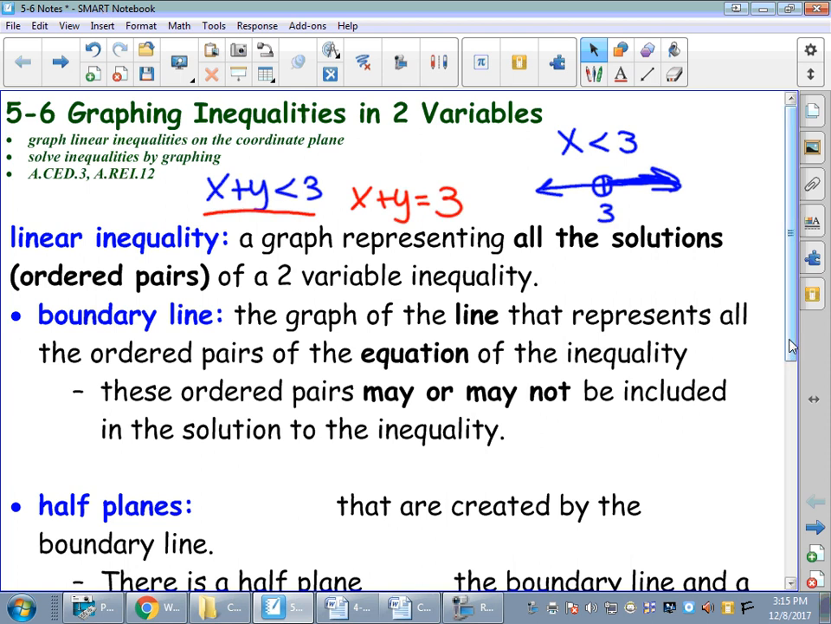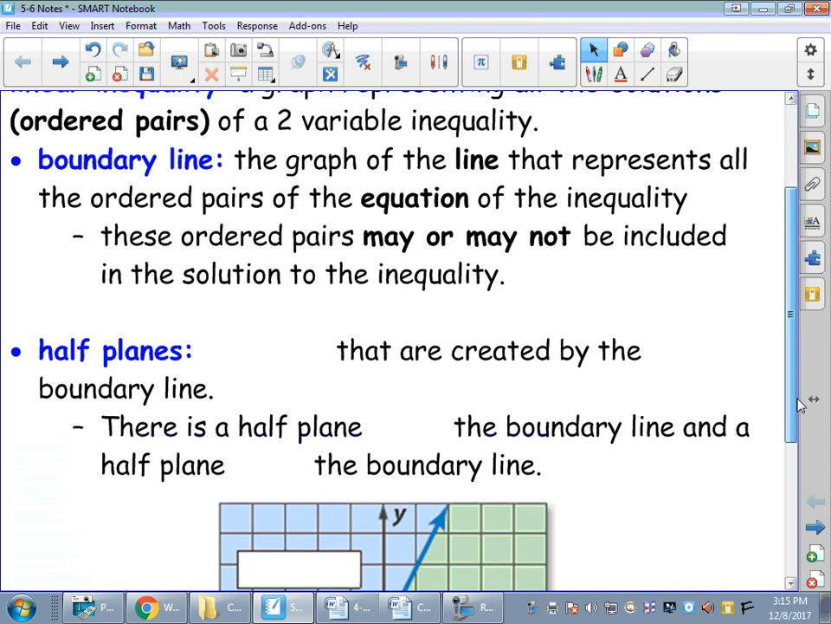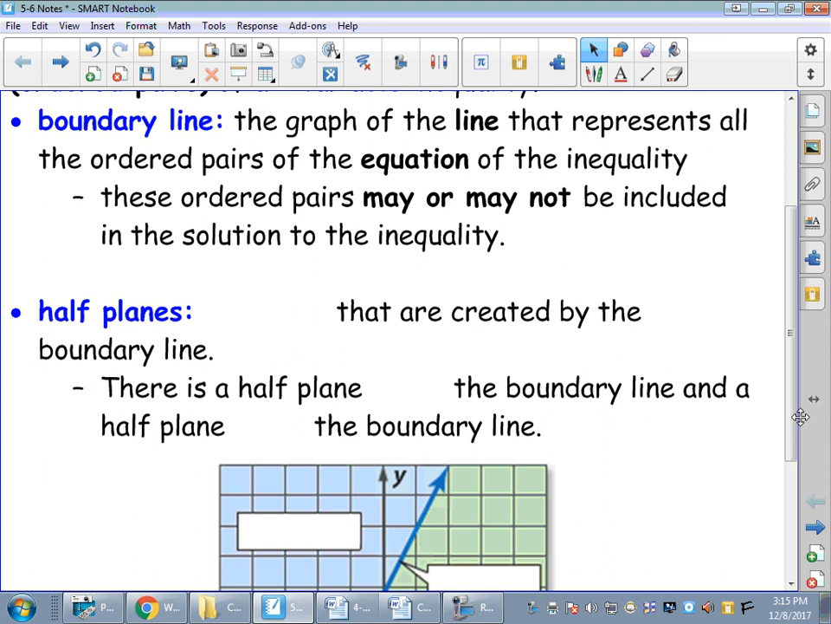It's sort of like our number line. Do we include 3 or do we not? It's a difference between an open circle or a closed circle for when we say that they're equal to it. So we'll do the same sort of thing on the coordinate plane. Once you have your boundary line, it creates two different half planes, and they're the two regions that are created by the boundary line.